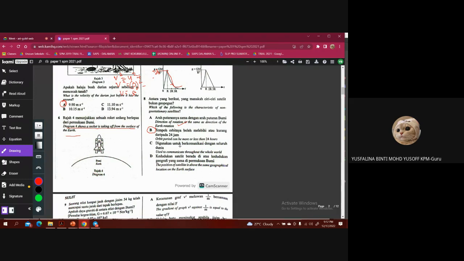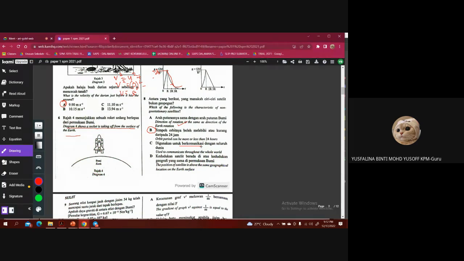It's used to communicate? No, that one is geostationary. Like I told you, the satellite has to be stationary, because if we want to send a signal and it keeps moving, how do we send the signal to the satellite, and how does it reflect back to us? So that's why it's not used for communication. It's used for the weather forecast.